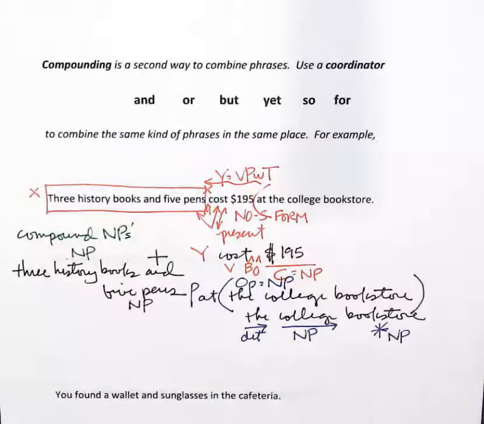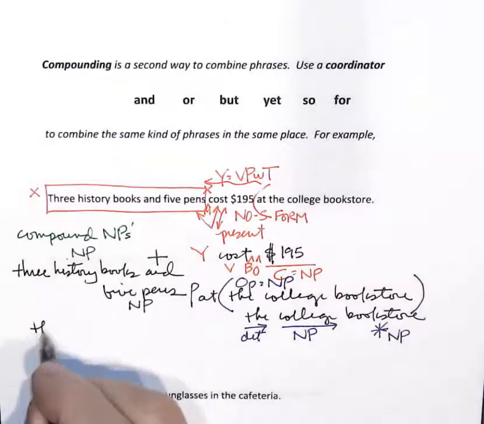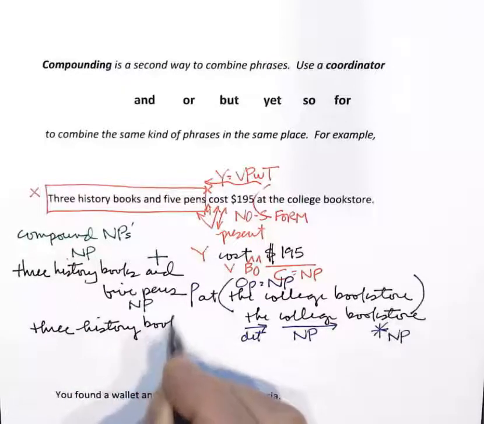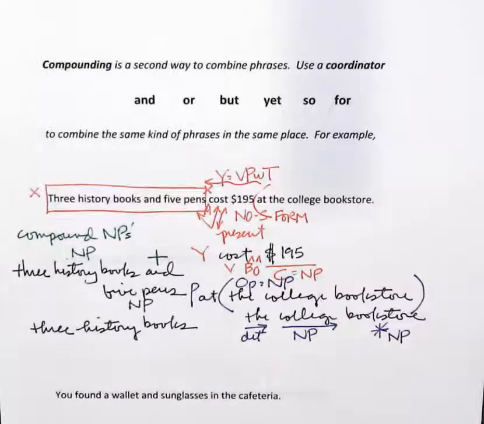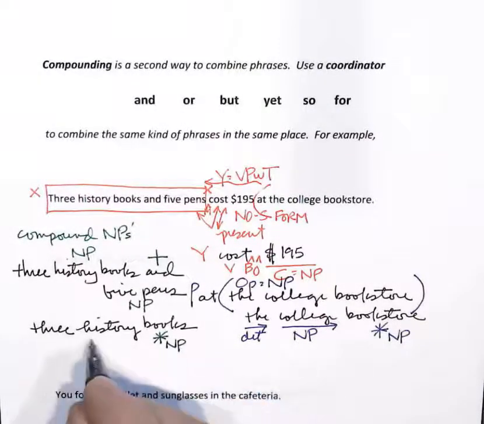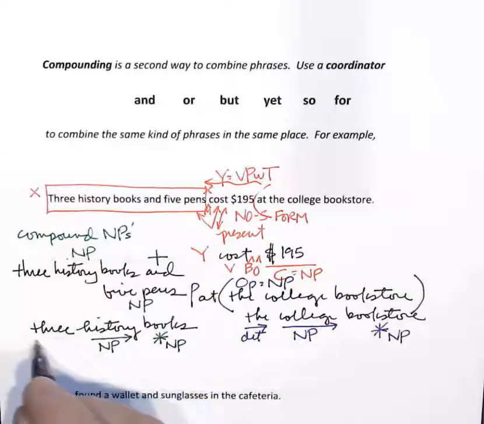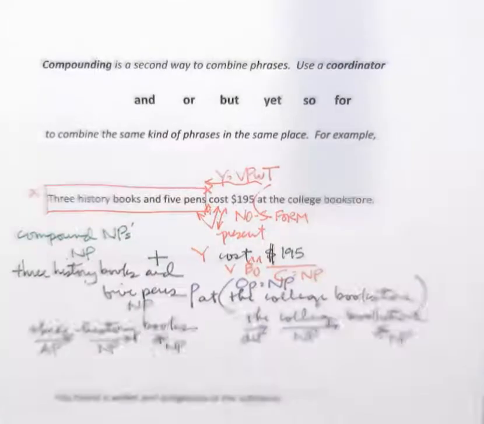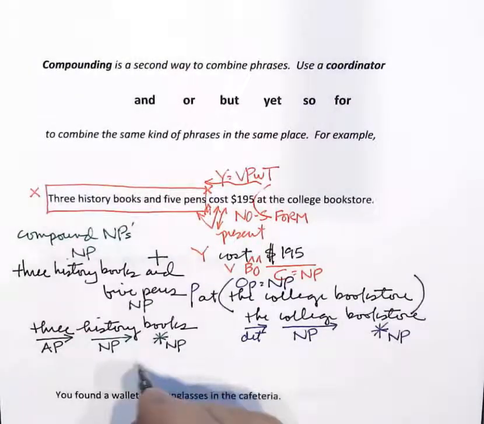Let's do one at a time. 3 history books, and books is the head. It's a noun phrase. History is one modifier. It's a noun phrase. And 3 is another modifier. It's an adjective phrase. And 5 pens.